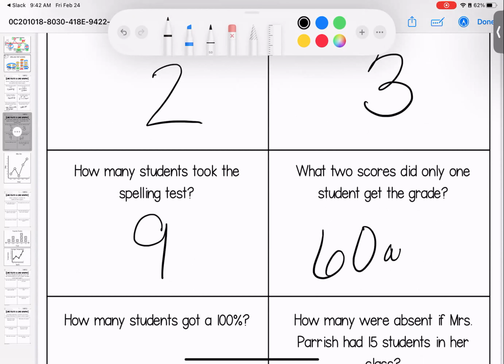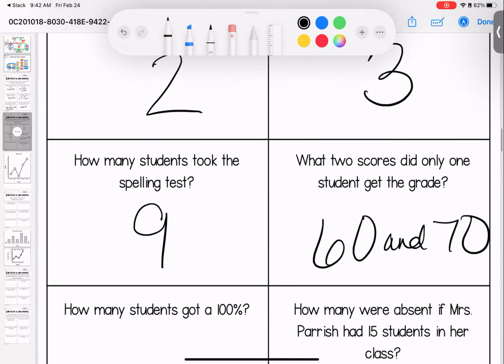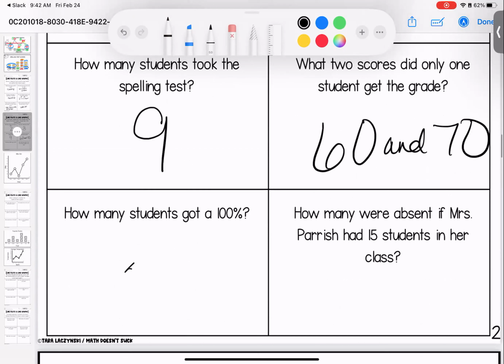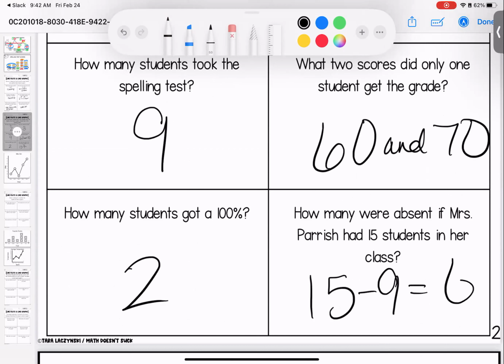What 2 scores did only 1 student get? A 60 and 70. How many students got 100%? There were 2. And if there were 15 students, how many were absent? We said 6. Any questions on this? Please bring them with you to class.